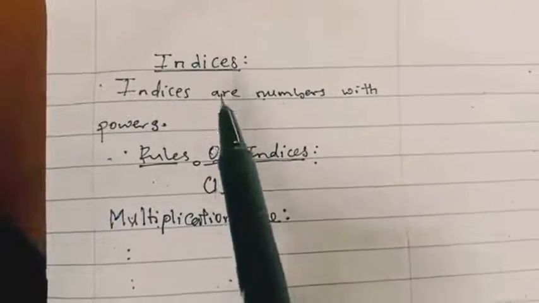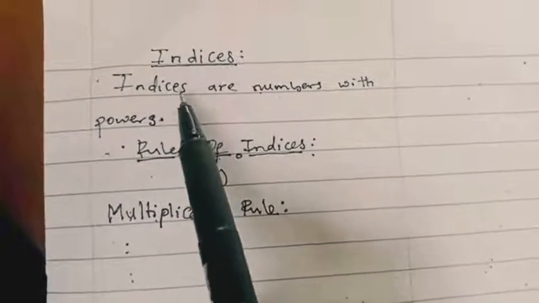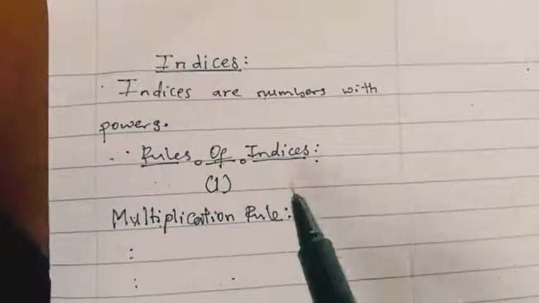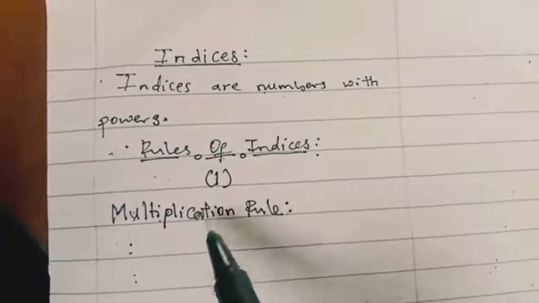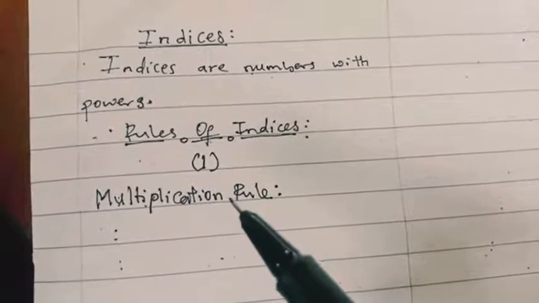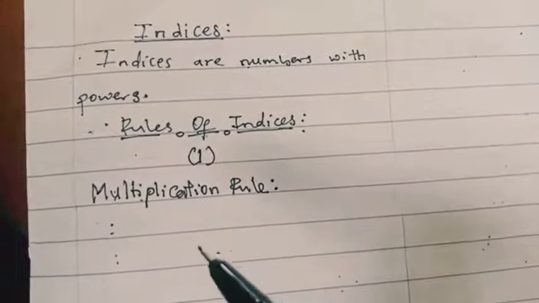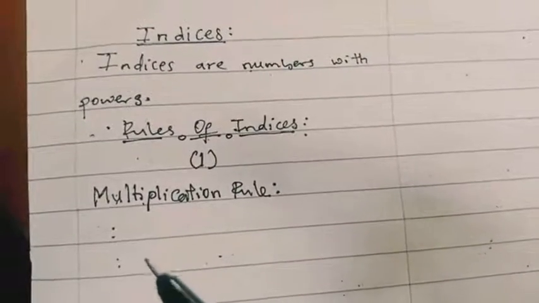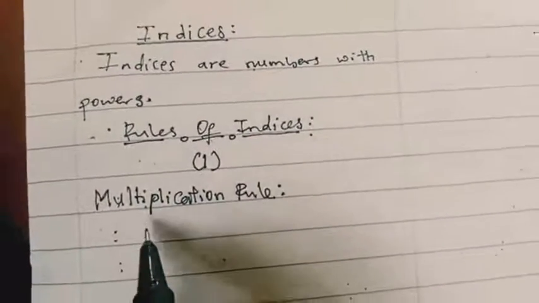Good day, everyone. Today we are going to be talking about indices. Indices in mathematics are numbers with powers. There are various rules of indices, and the first rule we are going to be looking at is the multiplication rule. Now, what does the multiplication rule state?